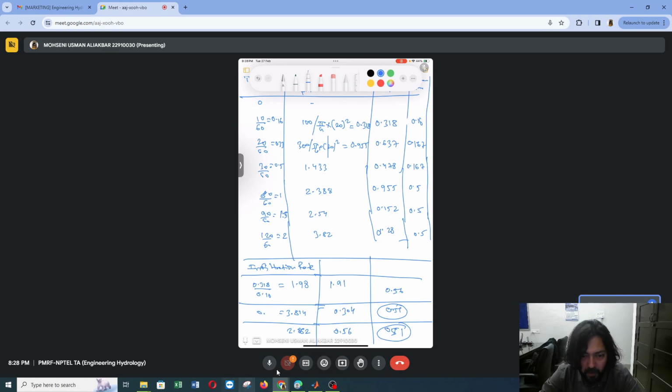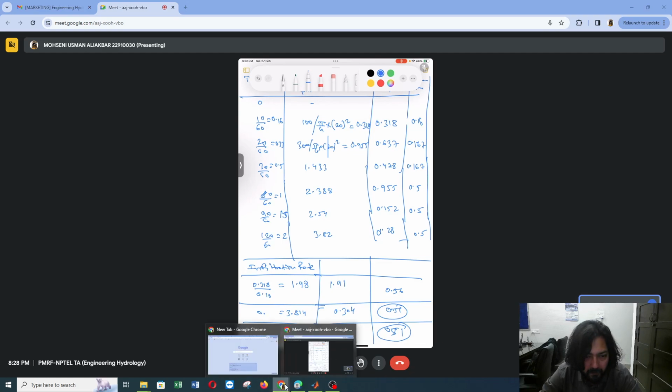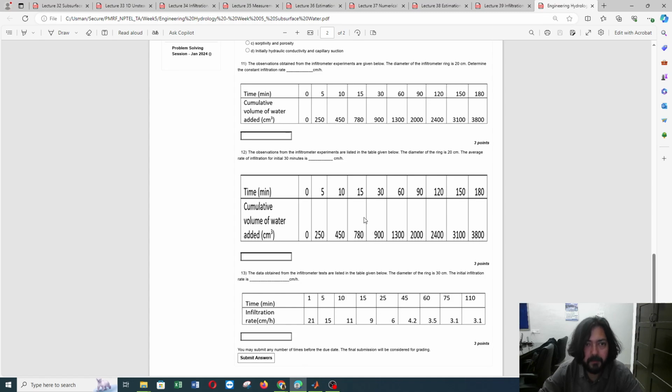So if we solve this example, which is given in the assignment, you can see there are more data points here. For the last 3 points, there will be a point where the infiltration rate will become almost constant. That value where the infiltration rate is repeating, or remaining constant, is what they have asked us to calculate: the constant infiltration rate.